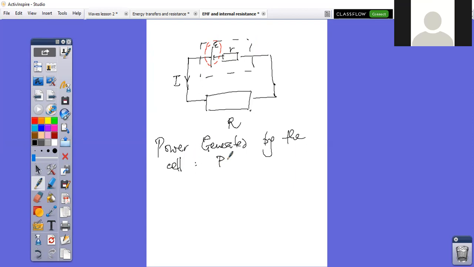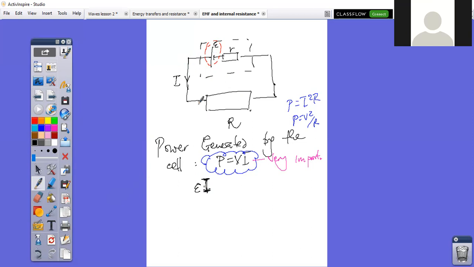Remember, we looked at our formula P equals VI. This is the most important one to remember, because everything comes from this. P equals I squared R comes from this. P equals V squared over R comes from this. So this is very important to remember. I know it's in your data sheet, but it's worth remembering. Save yourself a few seconds flicking through the pages. P equals VI. So the power generated by the cell would be the potential difference, E, times the current that is passing through the cell. So this will be given by E times I.